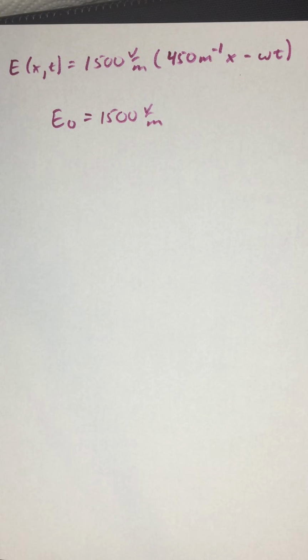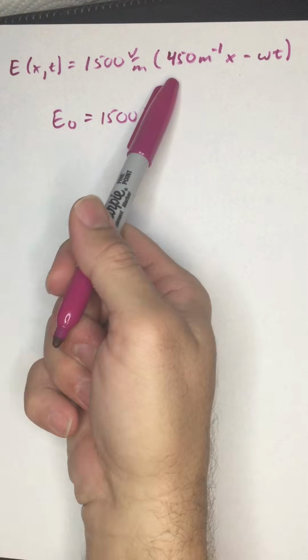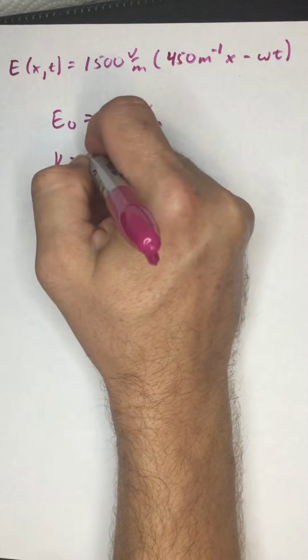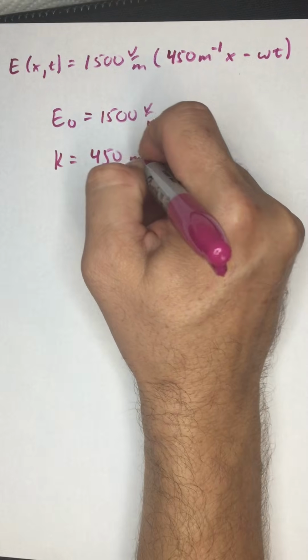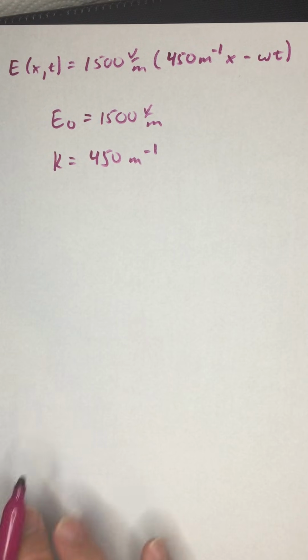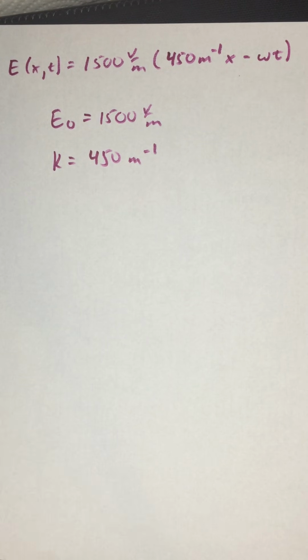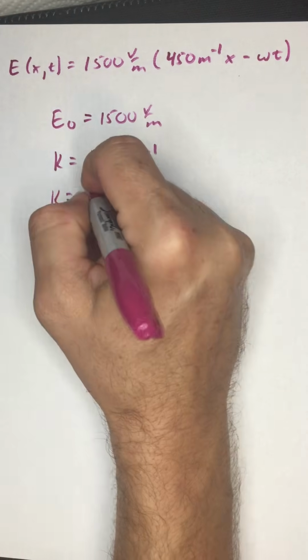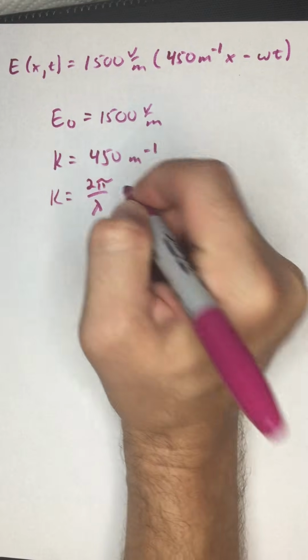All right, no big deal. Well, what's the wavelength of this? Right in front of you, I have the wave number, 450 per meter, which are the units of the wave number. Remember, it's cycles per meter, just like frequency is cycles per second. Can I then find the wavelength? Yes, I have this expression at my disposal: 2 pi over lambda.